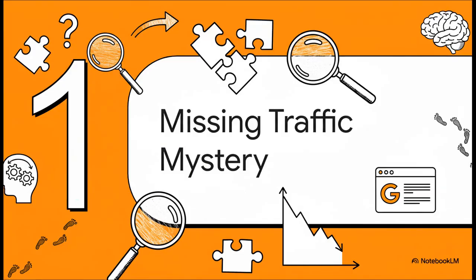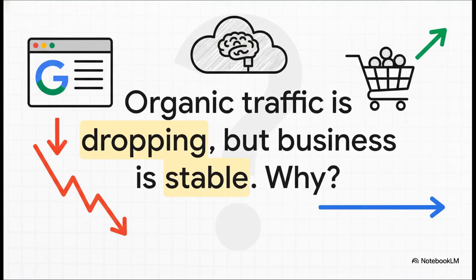So let's kick things off with a mystery that I bet is hitting close to home for a lot of you. I'm calling it the missing traffic mystery. Okay, tell me if this sounds familiar. You open up Google Analytics, you look at your organic traffic, and whoa, it looks like it's just tanking. But then you look at your actual business numbers, your sales, your leads, and things are fine. It's super confusing, right? And honestly, it's making a lot of people in marketing kind of freak out.